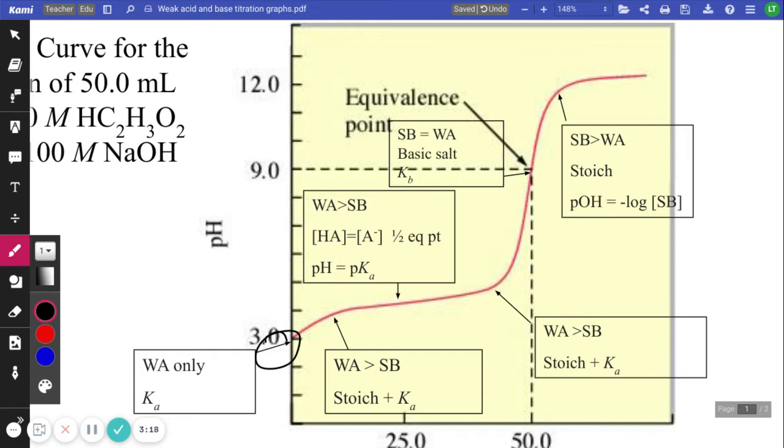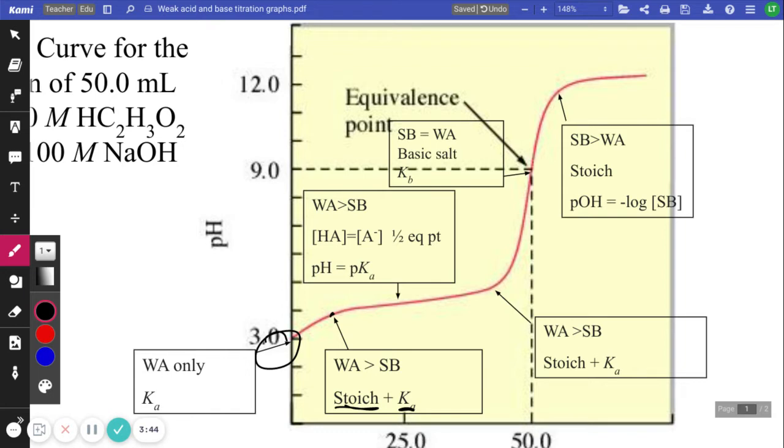If we move along our titration curve, if we're like here-ish or so, our weak acid is going to be greater than our strong base. However, we need to do stoichiometry to figure out how much of our weak acid has been consumed. And after we do that, then we'll just do a normal weak acid pH calculation, again, using our Ka value.